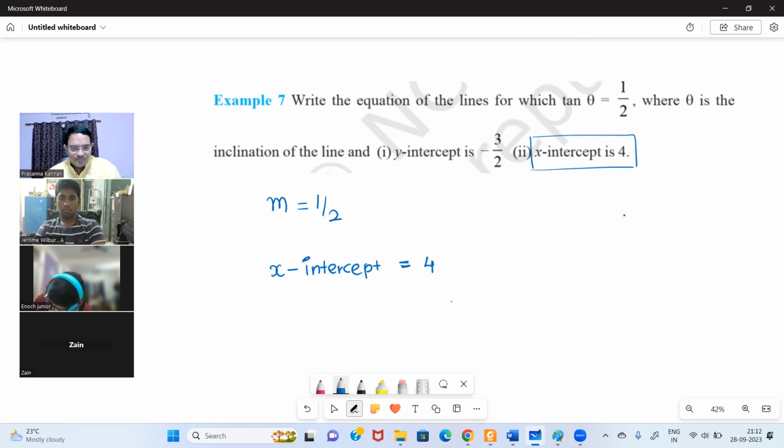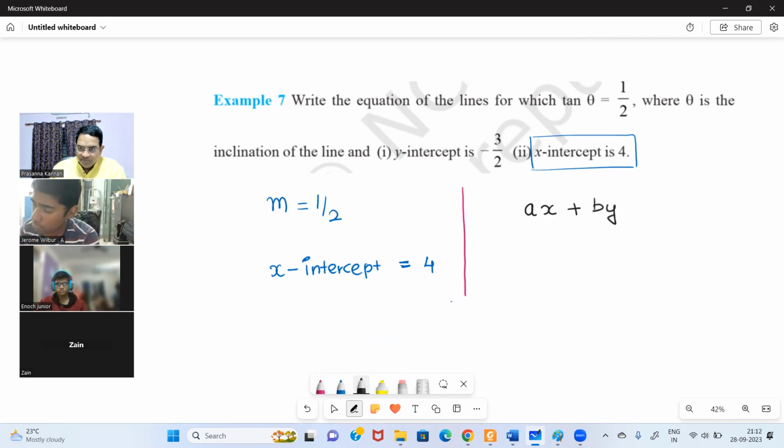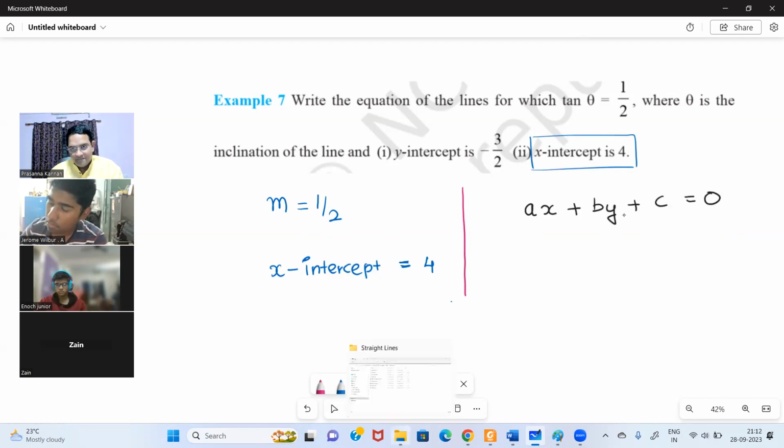Clear now? So how do you answer this question now? See here, if you remember, people had written it earlier in my class. I'll tell you this now. If you have ax plus by plus c equal to 0 as the equation of a straight line, then we will get 3 pieces of information from this.